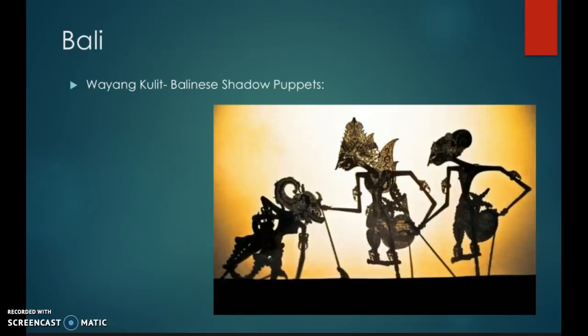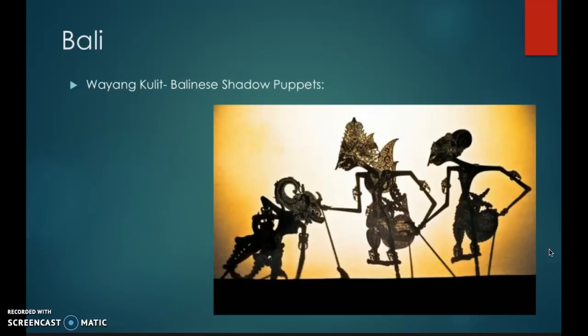Next we'll go to Bali for a moment, the Indonesian islands. There you find a form of theater called wayang kulit, which is often referred to as Balinese shadow puppetry. You can see some of these shadow puppets here. They are very two-dimensional. What's really neat about this is that there is one performer who controls all of the puppets and the voices during a Balinese shadow puppetry show.